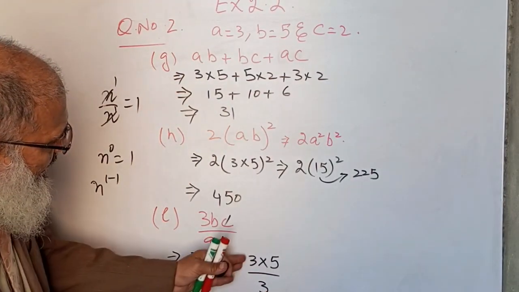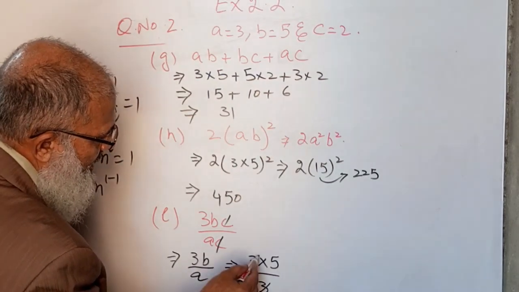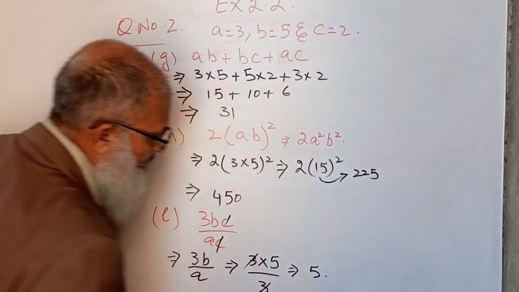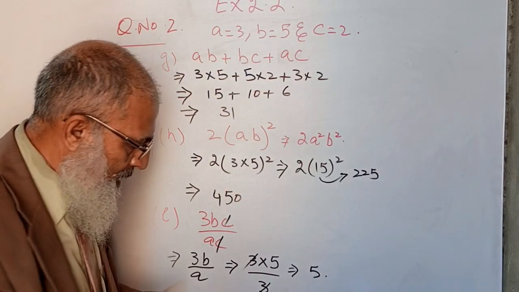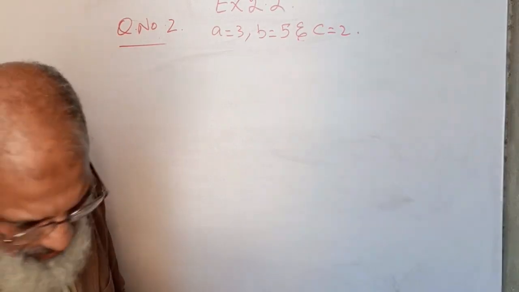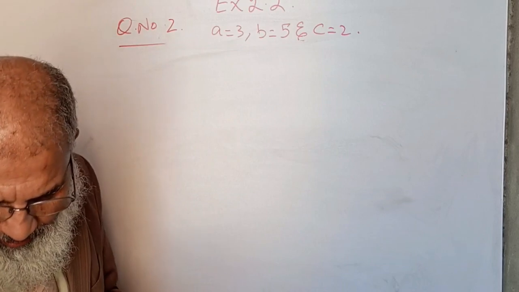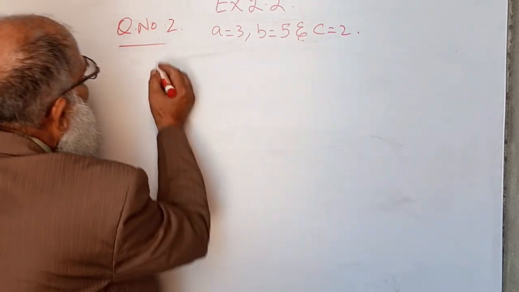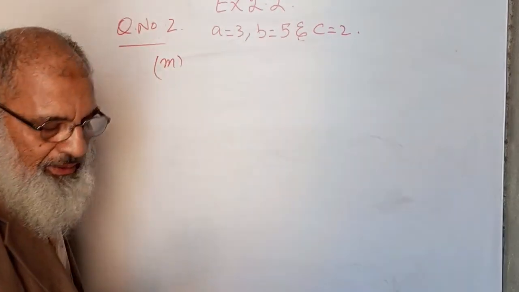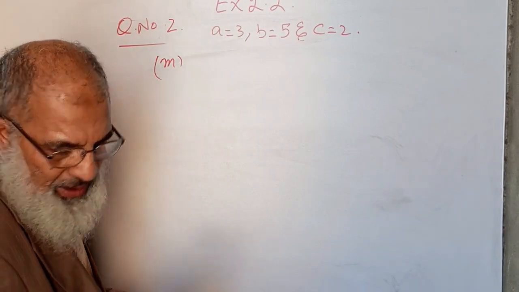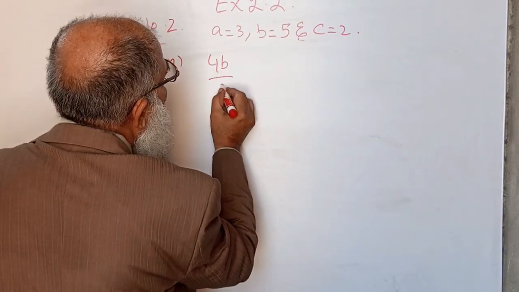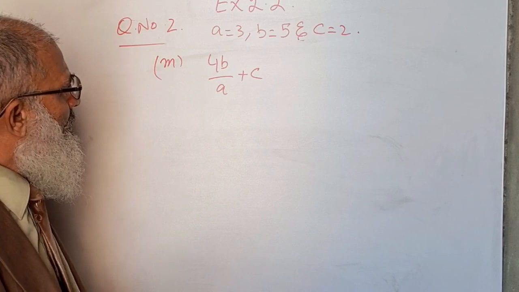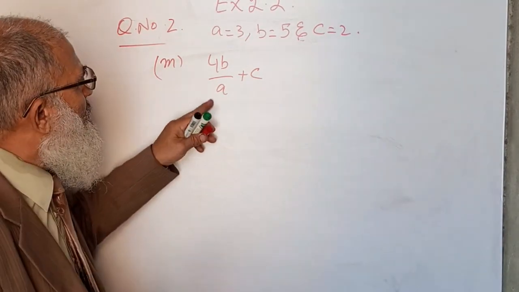Now again you see that we have some like terms and it will be 5 only. Some more parts from this question number 2. Now there is an interesting part coming up, m. M is an interesting part: 4b divided by a, added by c. So now this is the case of LCM.